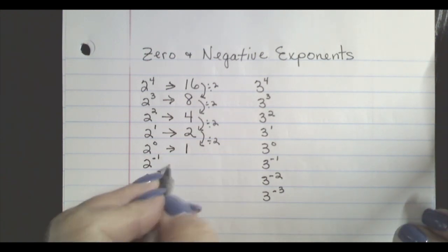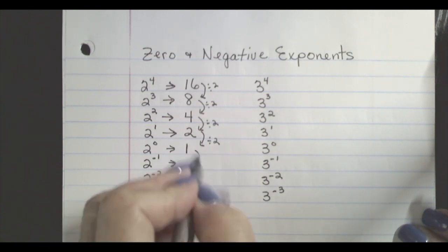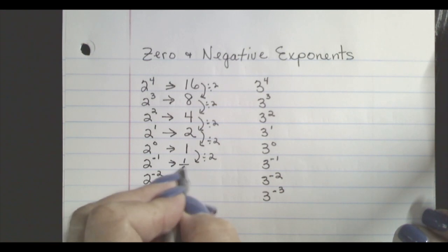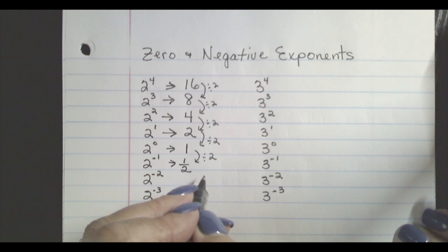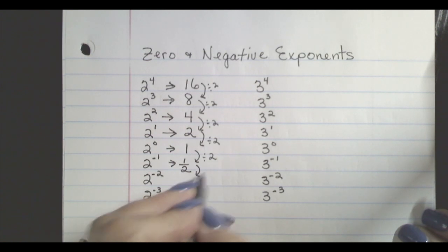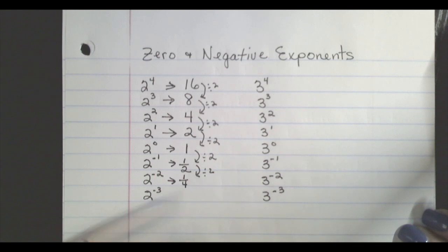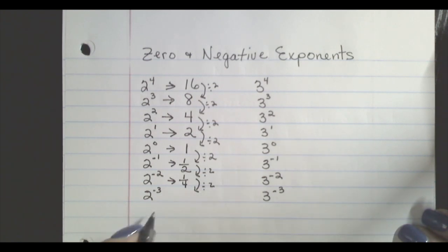So how would that work with negative exponents? Well, if I take 1 and I divide it by 2, I'm going to get 1 over 2. If I take 1 over 2 and I divide that by 2, I'm going to get 1 over 4. And if I divide that by 2, I am going to get 1 over 8.